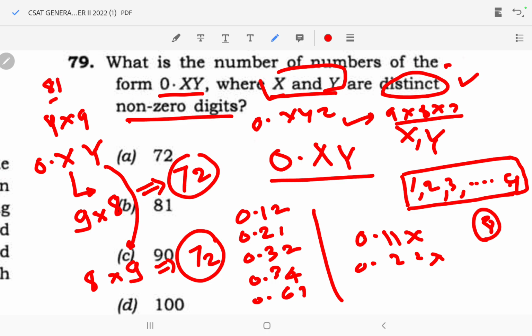So 1 to 9 you can utilize 9 over here, then again 1 to 9 you can utilize 9 over here, so 81. And in this case, if the distinct is not there and the number is 0.xyz, then the answer would be 9 into 9 into 9. So you can calculate this, right? 81 into 9, 729. So I hope you got somehow how to solve this problem. All the best.